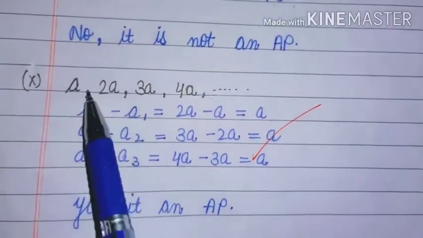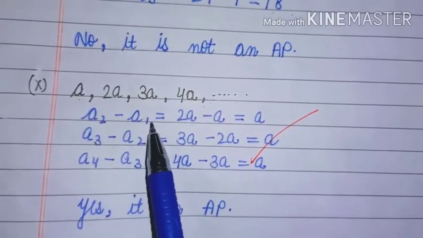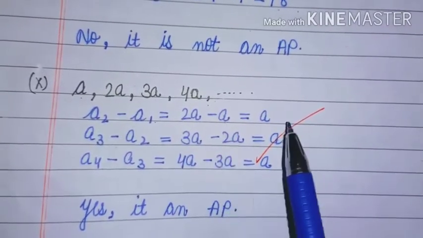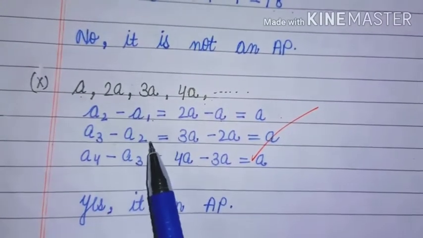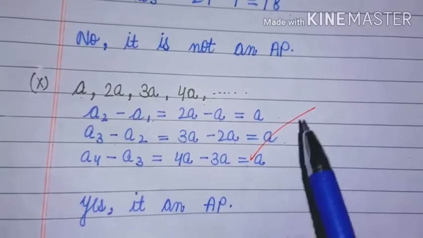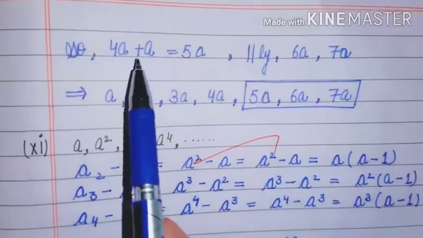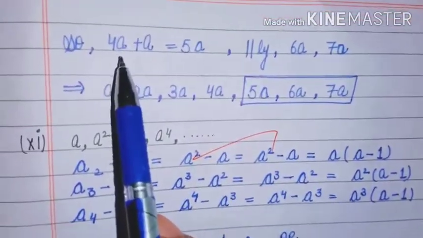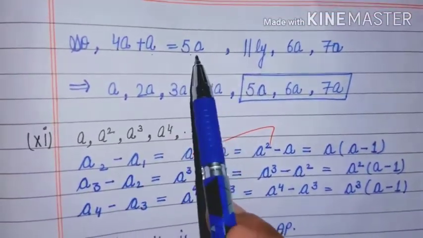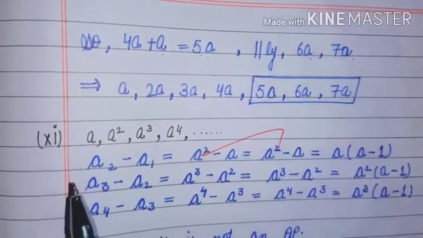In the next part, here some variables are written: A, 2A, 3A, 4A. So A2 minus A1 means 2A minus A. You know how to solve this. 2A minus A is A. Next A3 minus A2, so 3A minus 2A, again A. In the third case also it is A. So the common difference is same, then you can say it is an AP. Yes beta, you know how to get the next term. To the last term 4A you will add D, D is A, so then you will get 5A. And 5A you will add with A, then you will get 6A and 7A.